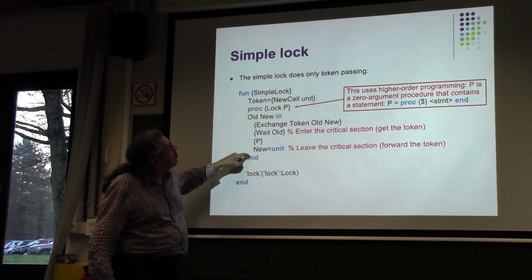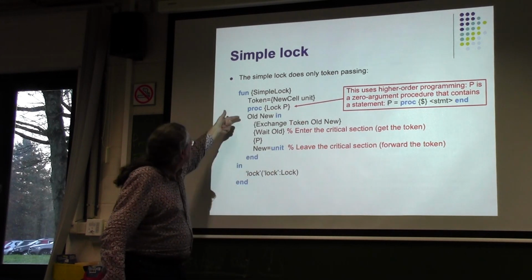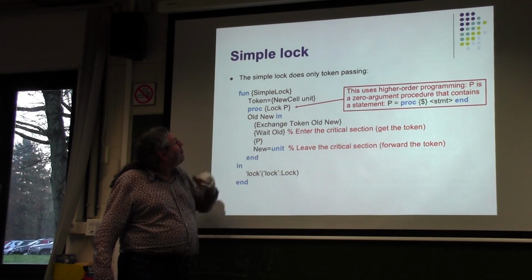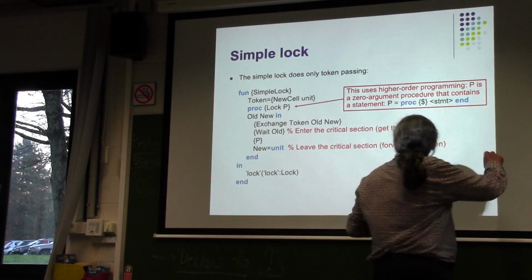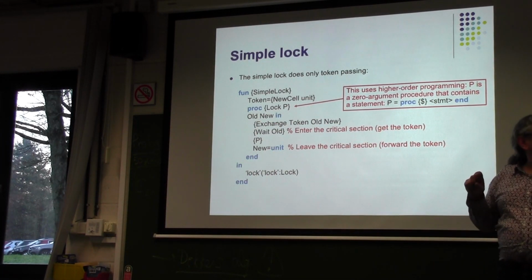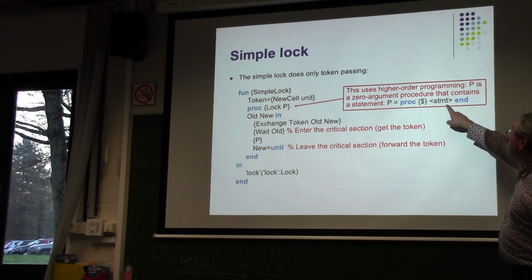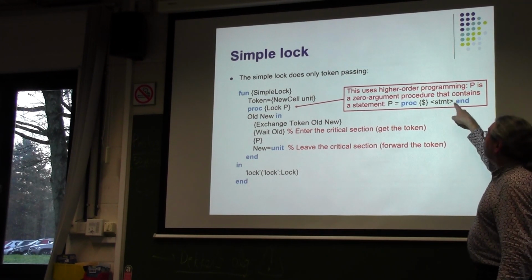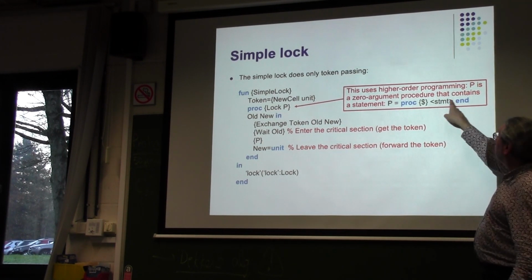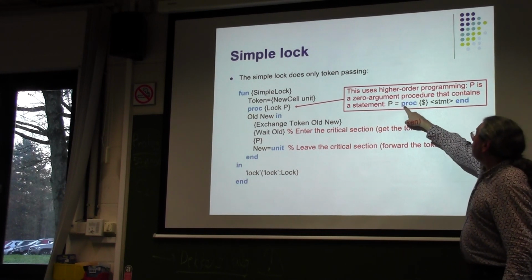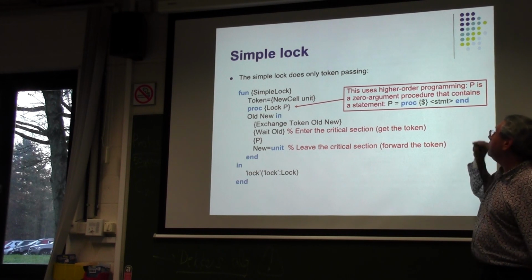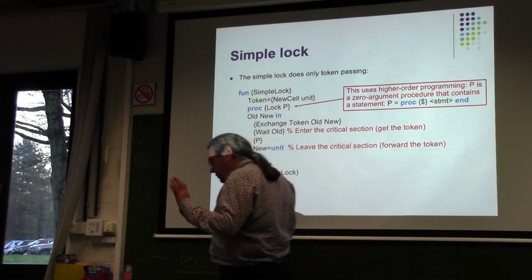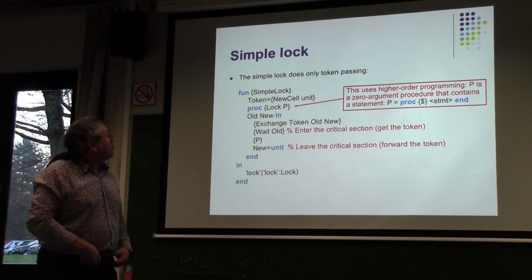Notice this is using higher order programming. So it's lock of P, where P is a zero argument procedure. So instead of doing lock L statement, the statement is inside the higher order. So I implement this using higher order. The statement P is just a zero argument procedure, and the statement is inside there. Okay? So it's a higher order program.